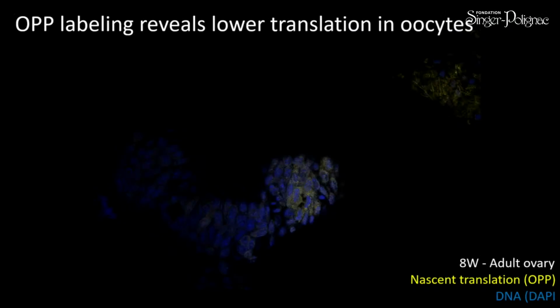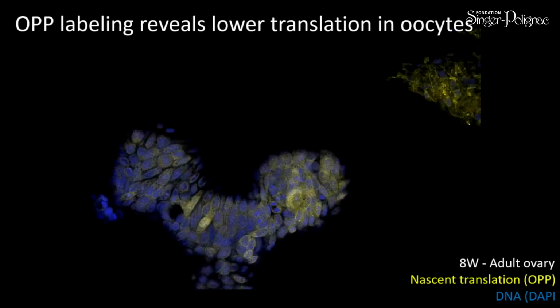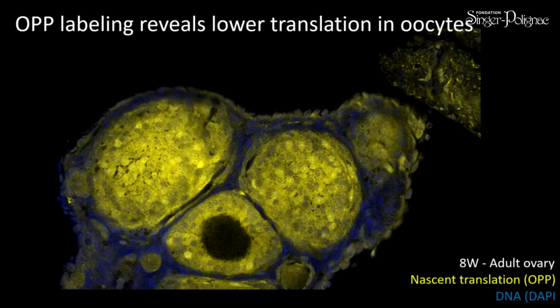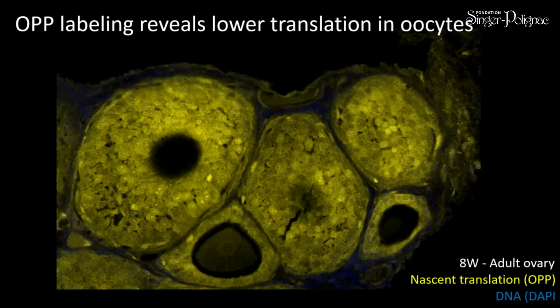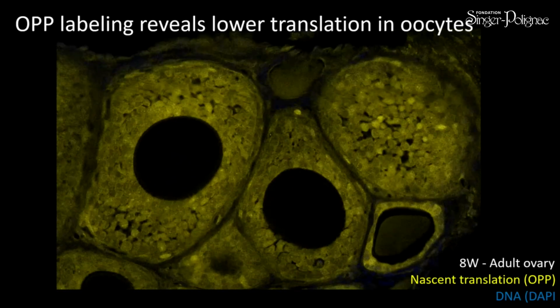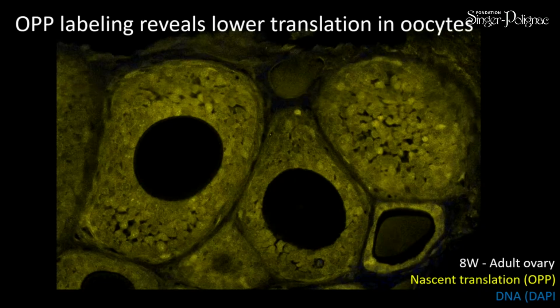And here, could you please play the video? Sorry. We see a video of a whole ovary of an adult mouse, and in yellow is the OPP, and we see that the follicles are shining, but the oocytes are actually dark, showing that oocytes have a lower translation rate.